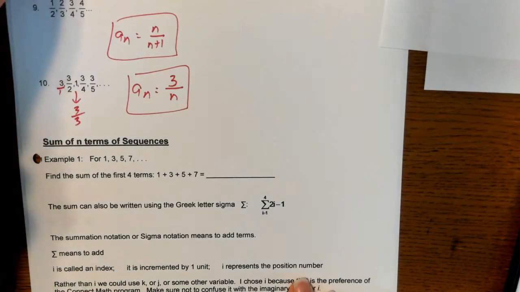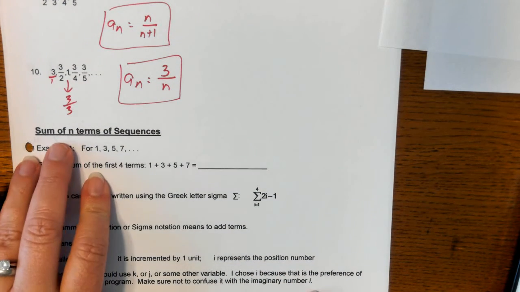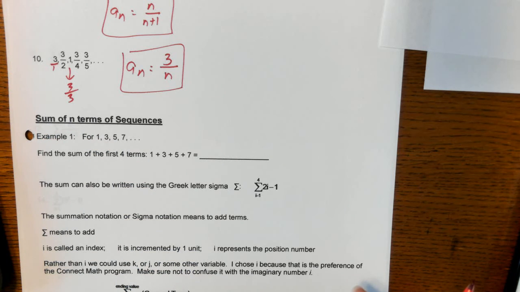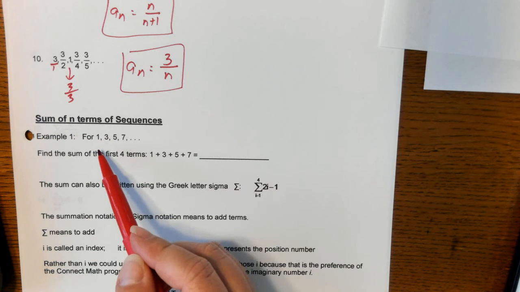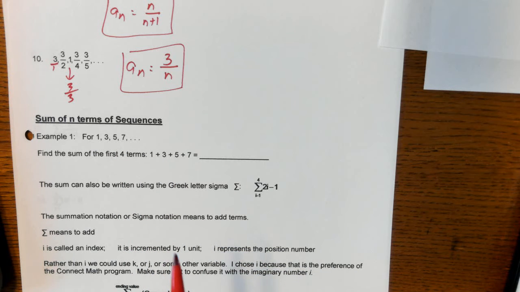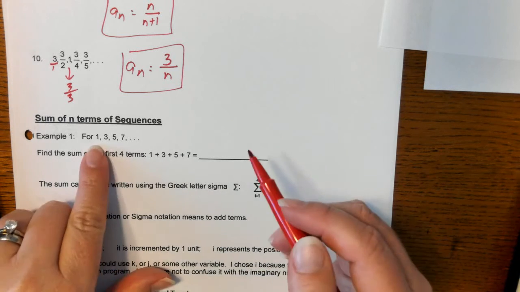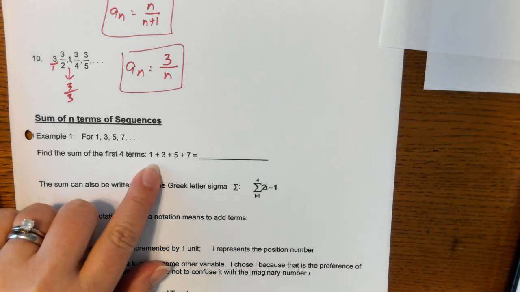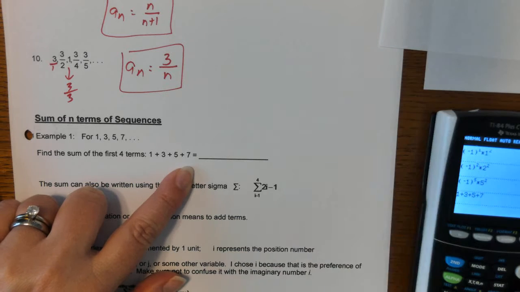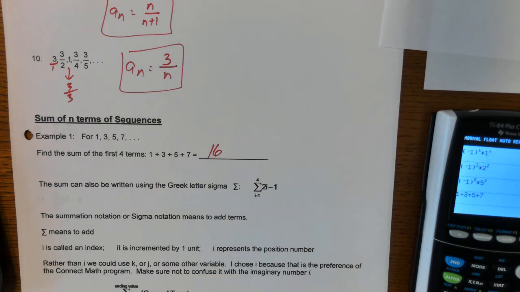Okay, something else that can happen with sequences is we can find the sum, or add up the terms, in the sequence. All right, so let's say our sequence was 1, 3, 5, 7, and so on. Well, if we add up the first 4 terms, 1 plus 3 plus 5 plus 7, we would get 16. The first 4 terms in that sequence add up to be 16.